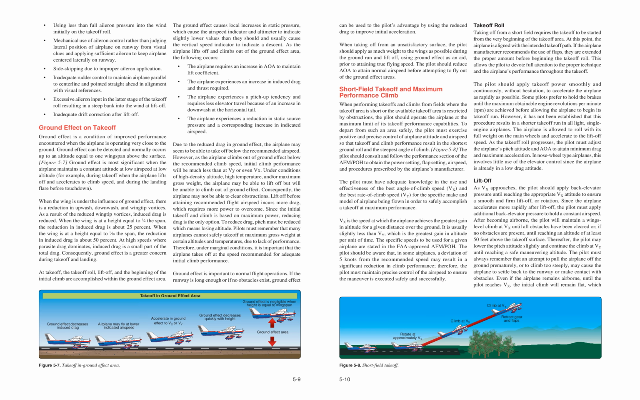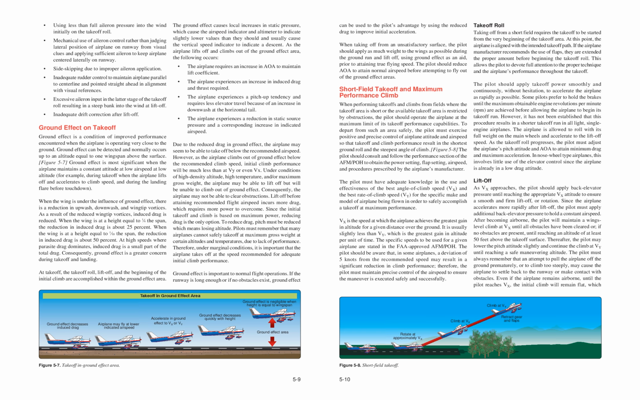At high speeds where parasite drag dominates, induced drag is a small part of the total drag. Consequently, ground effect is a greater concern during takeoff and landing. The ground effect causes local increases in static pressure, which cause the airspeed indicator and altimeter to indicate slightly lower values than they should and usually cause the vertical speed indicator to indicate a descent.